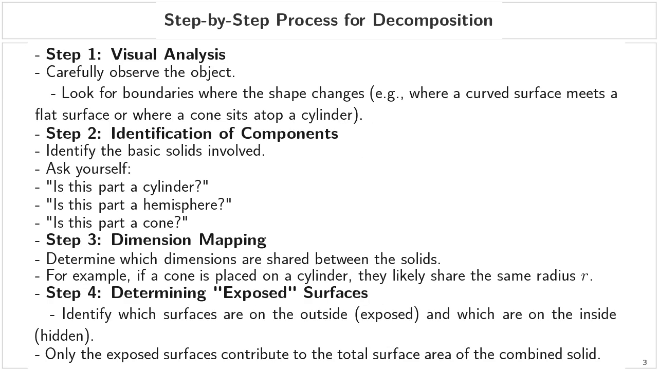Finally, we reach step 4, determining the exposed surfaces. This is perhaps the most critical part of the process. You must distinguish between the surfaces that are on the outside, the ones that are exposed to the air, and the surfaces that are on the inside, which are hidden. Remember, when we are calculating the total surface area of a combined object, only the exposed surfaces contribute to our final answer. As we will see in our upcoming example of the medicine capsule, the surfaces that are pressed together are hidden and must be excluded. Keep these 4 steps in mind, as they will be our guide for the practical example coming up next.